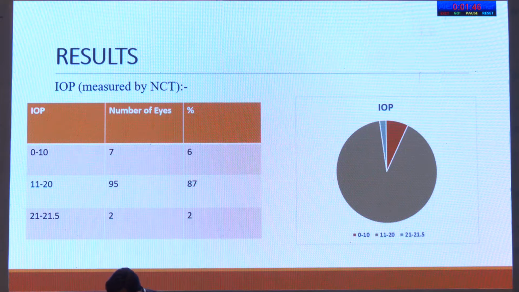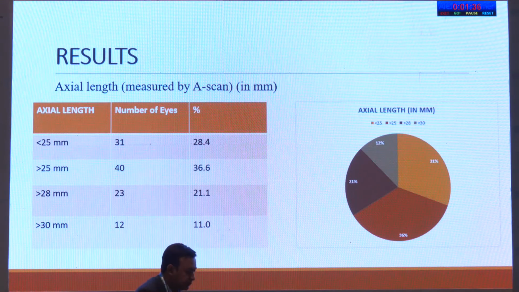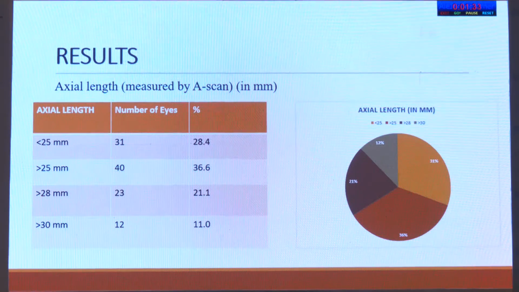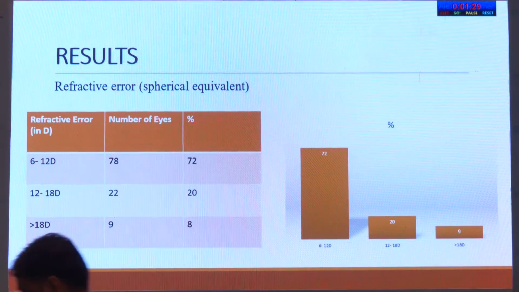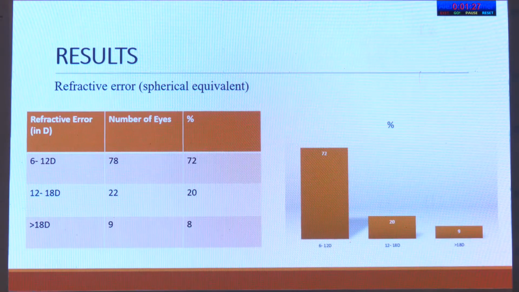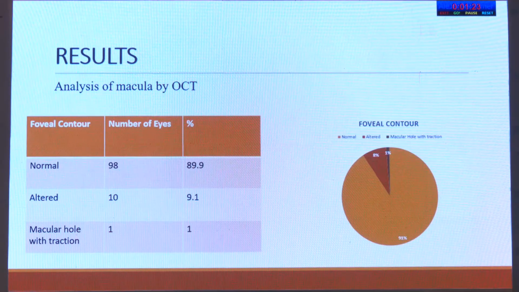IOP: the majority was between 11 to 20 with 87%. Axial length was in the majority less than 25 mm with 36.6%. Axial length more than 30 mm was present in only 11% of cases. Refractive error: the majority of the refractive error was between 6 to 12 diopter with 72%.